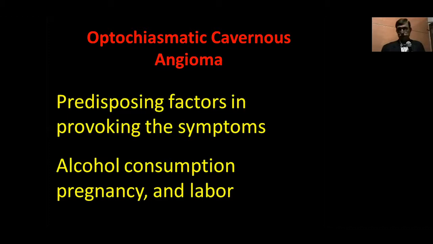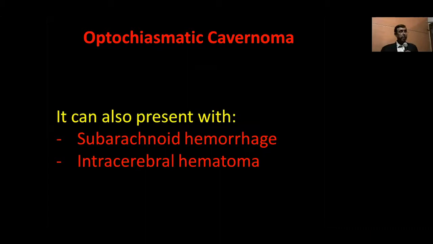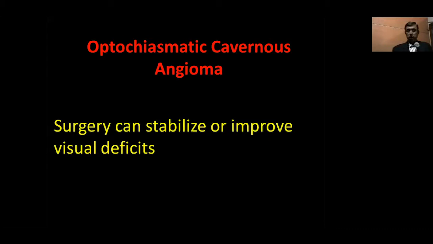By the way, vascular lesions are affected by hormones in a female, by contraceptive pills, by so many hormones that they use. So hemorrhage could be extralesional or intralesional, but the extralesional are most common. So extralesional is more common than the intralesional. And if they are extra, they would present like subarachnoid hemorrhage, or even intracerebral hemorrhage. I'm talking about chiasmatic cavernomas. They can bleed and present with subarachnoid hemorrhage. Surgery here is to stabilize or improve visual deficits according to what you do.